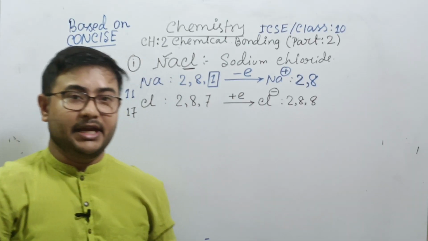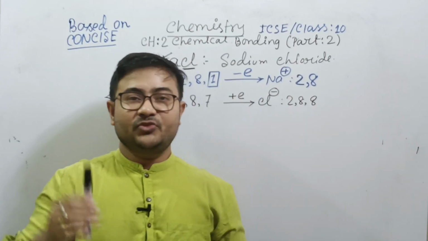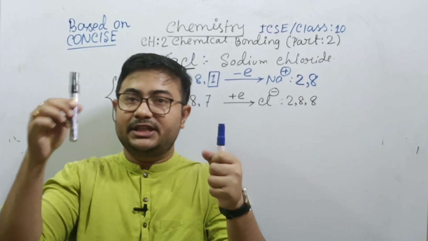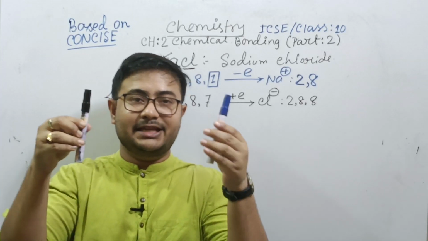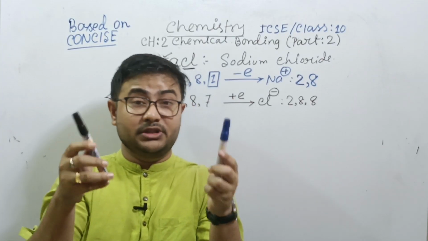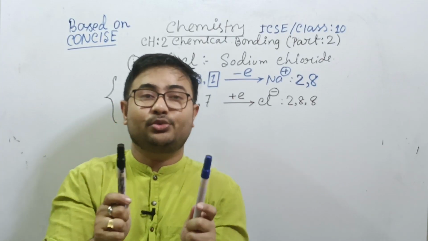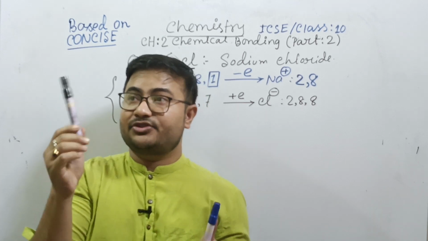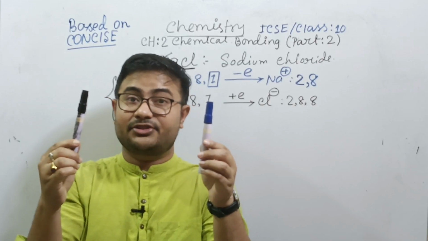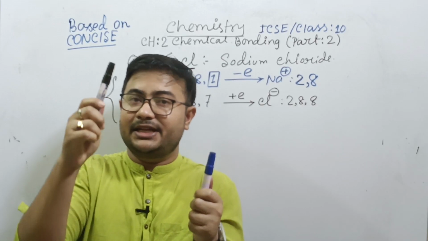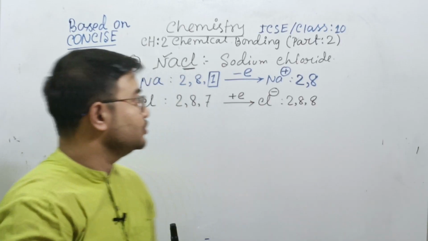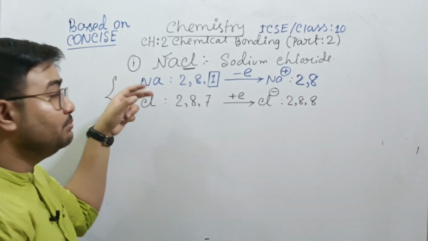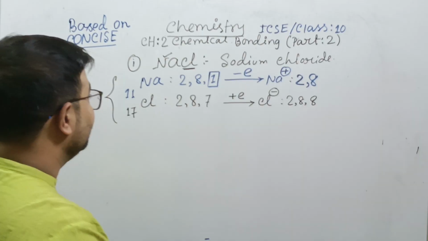So try to understand. Suppose there are two atoms, one tries to lose and another tries to accept. So this element tries to lose and this element tries to accept, so these elements are mutual with respect to each other. What do you mean by mutual? This atom tries to release and this atom tries to accept. If this atom releases, then this atom accepts the electron. Look at the board: sodium releases and Cl accepts, so they are mutual with respect to each other. Now look at the board.